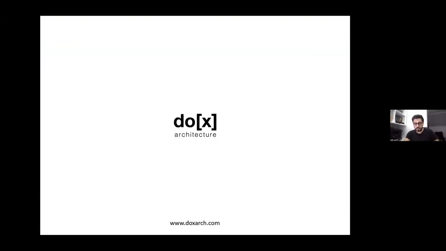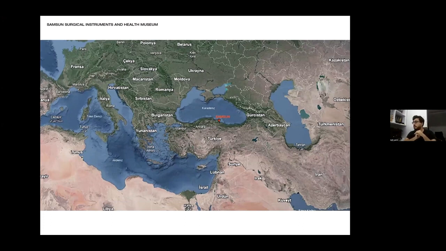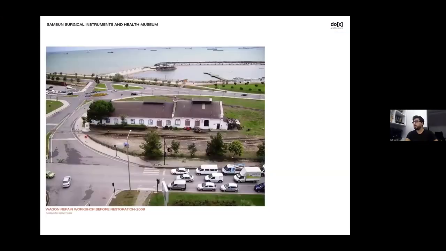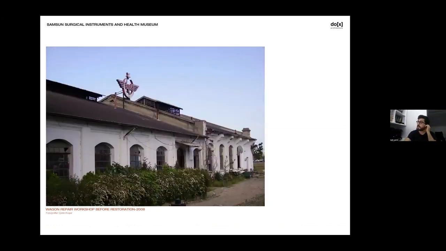I'm going to tell a short story of an old building, a simple building which we transformed into a surgical instrument and health museum in Samsun, Black Sea region. This is Samsun in the Black Sea region of Turkey, and the building is on the seafront and very close to the city center. This picture of the building was taken in 2008. It is a wagon repair workshop building, a train wagon repair workshop building, and it needed to be restored at the time. And this is another picture from another view.